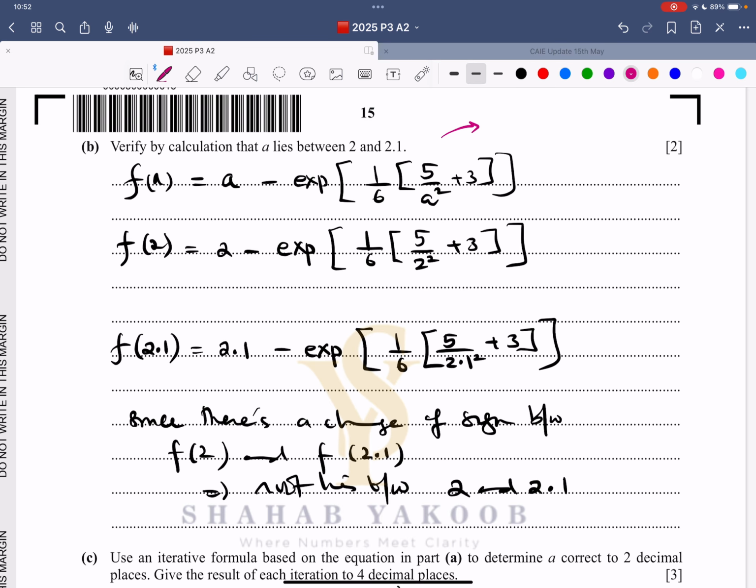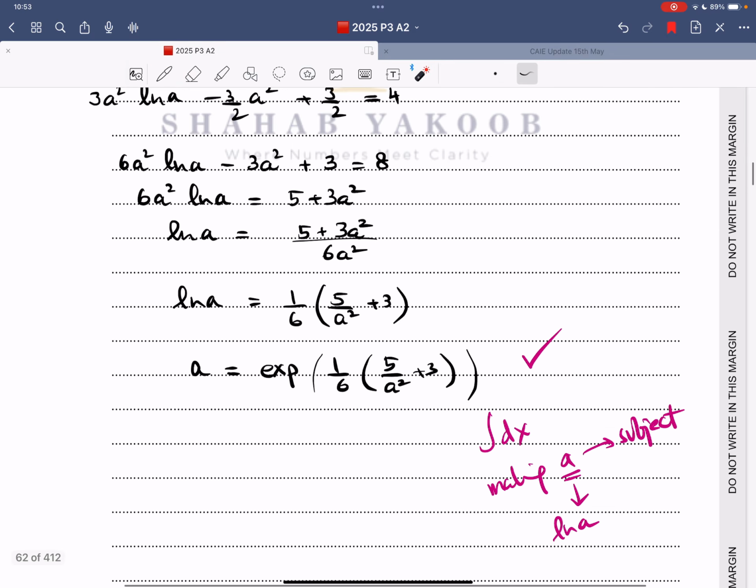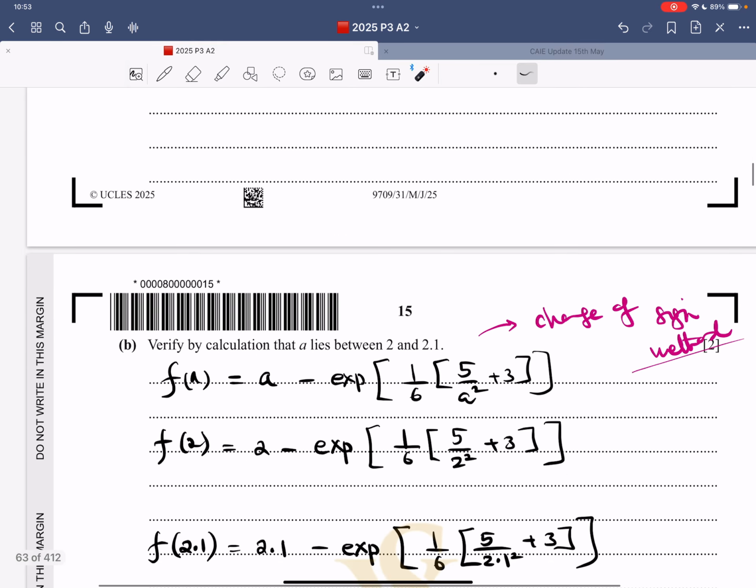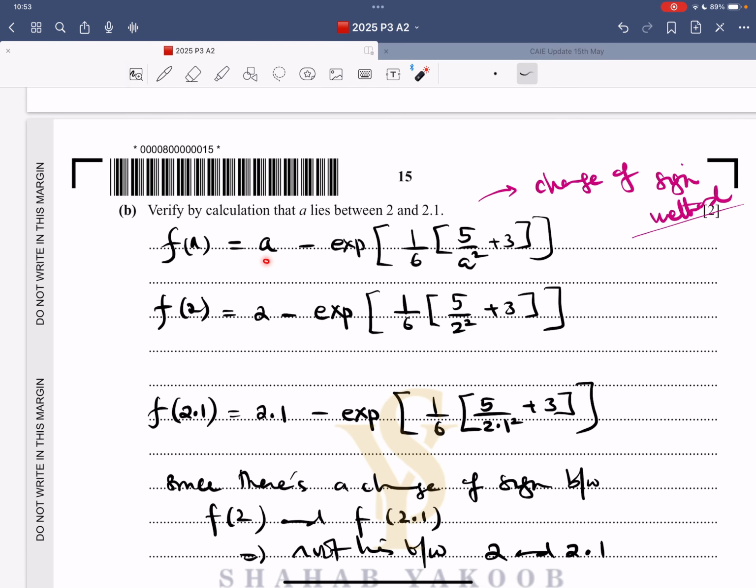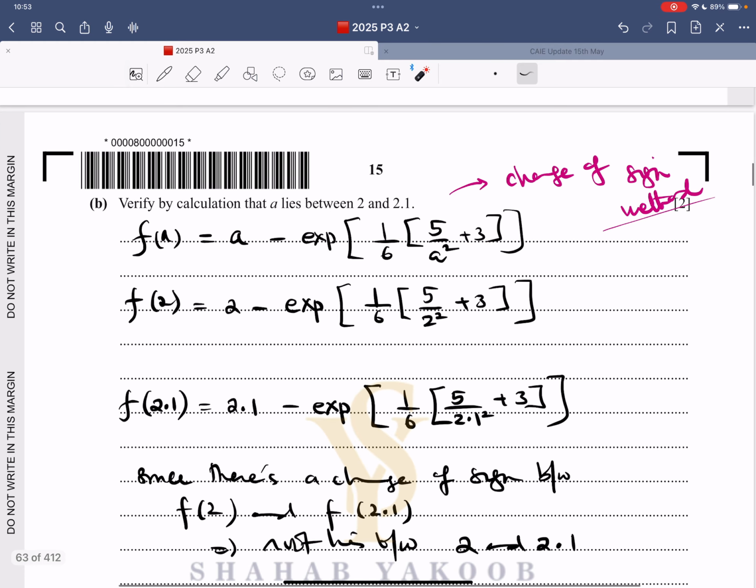So this is a change of sign method, and this is proving that the root exists between 2 values. So what we do is that the very first thing that people forget is to take everything to one side. So either use this equation or use this equation, it doesn't make a difference. So I've used the final equation a minus exp of 1 over 6, 5 over a square plus 3. And now let me show you the values. So this is 2 over here. I plugged in 2 over here. I plugged in 2 over here. I evaluate it.